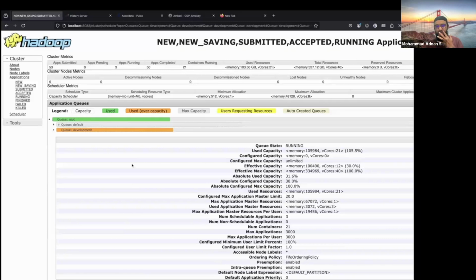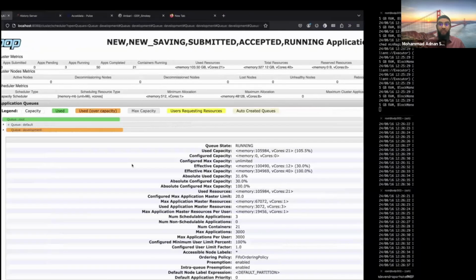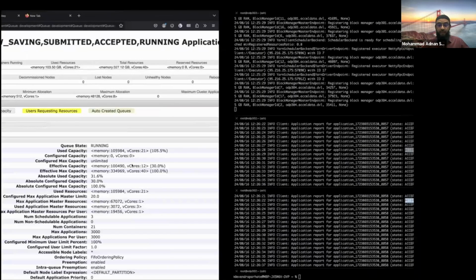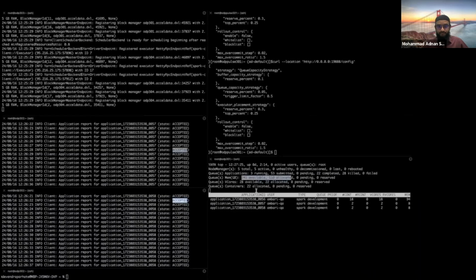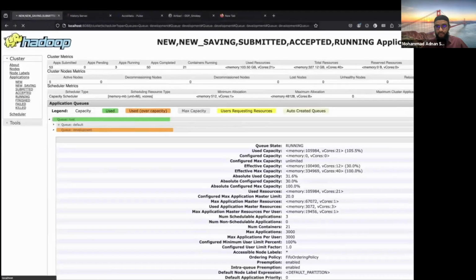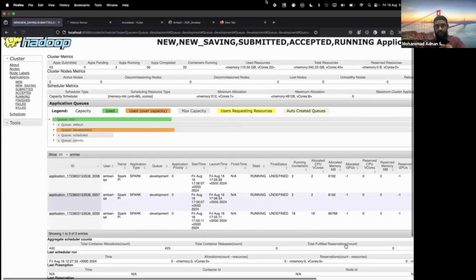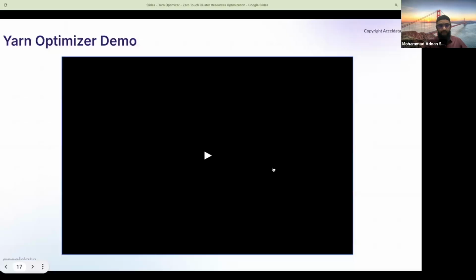All right. So this is the entire thing that we want to let you know: at one point in time, the jobs were stuck in accepted state. But when we tuned this with the help of YARN Optimizer, now you are able to overcome it and run the containers that were stuck in accepted state. Right. So yes, these jobs are in running state.